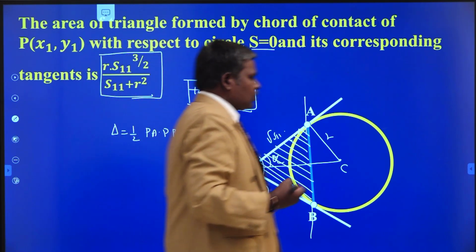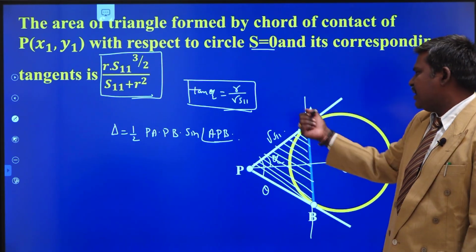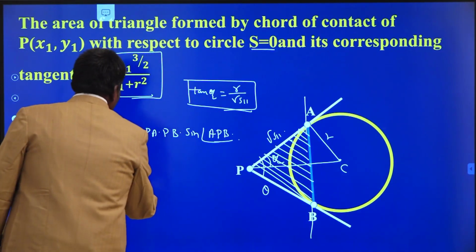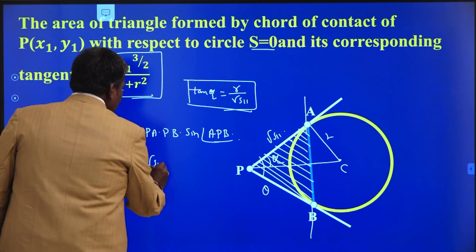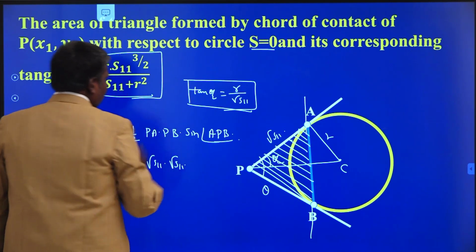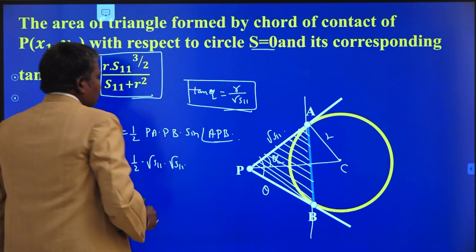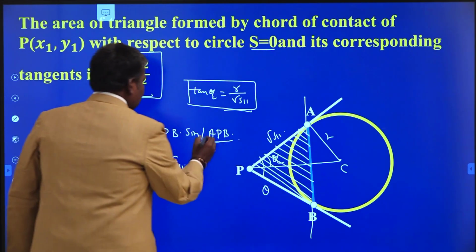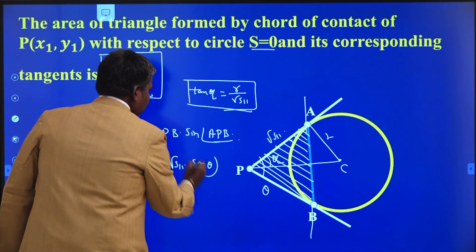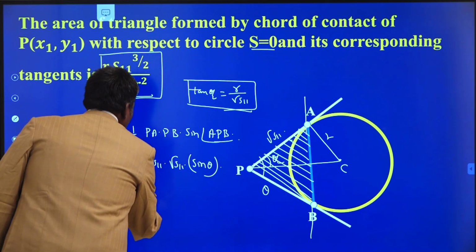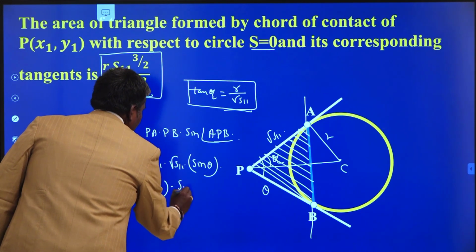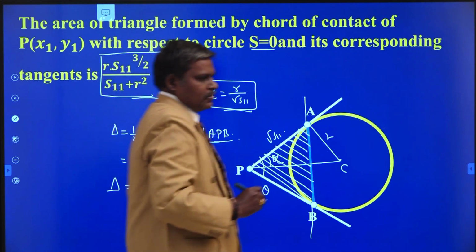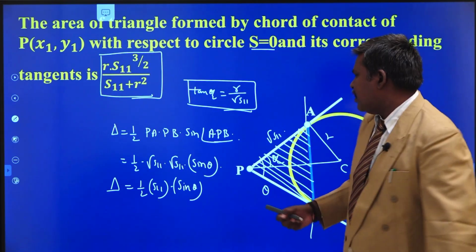Half PA into PB into sine of angle APB, that is the area of the triangle. PA is nothing but root S11, and PB is also root S11. Angle APB is nothing but theta. So this is half S11 into sine theta. This is your delta. We have to find the value of sine theta.